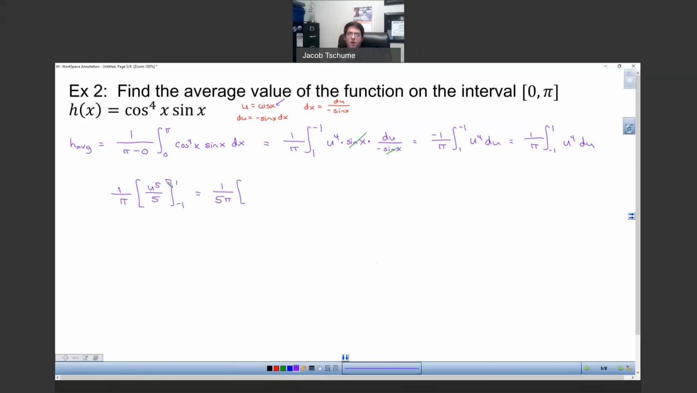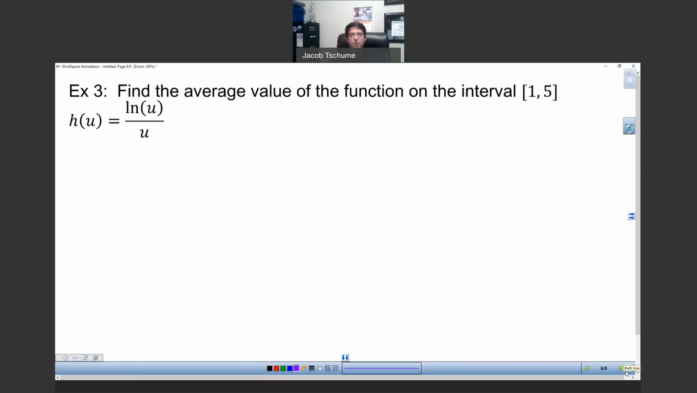And then if I evaluate just the u function at my parameters, this would be 1 to the 5th minus -1 to the 5th, which would come out to be 1 over 5 pi times 1 minus a -1. That's going to be 2, and when you multiply this together, you get a final answer of 2 over 5 pi. And that is your average value of this particular function.